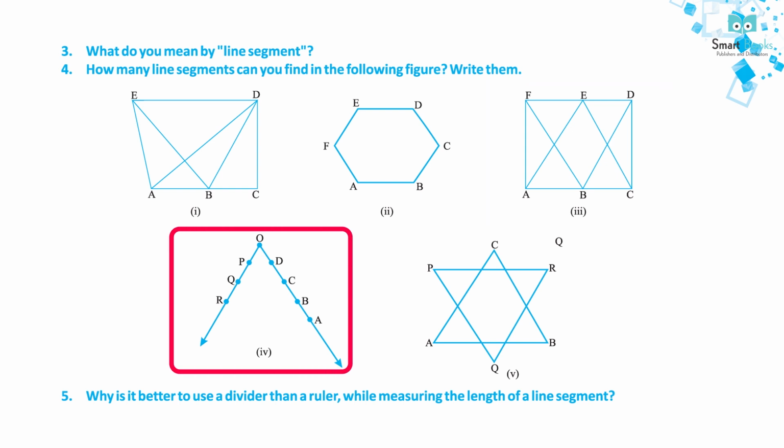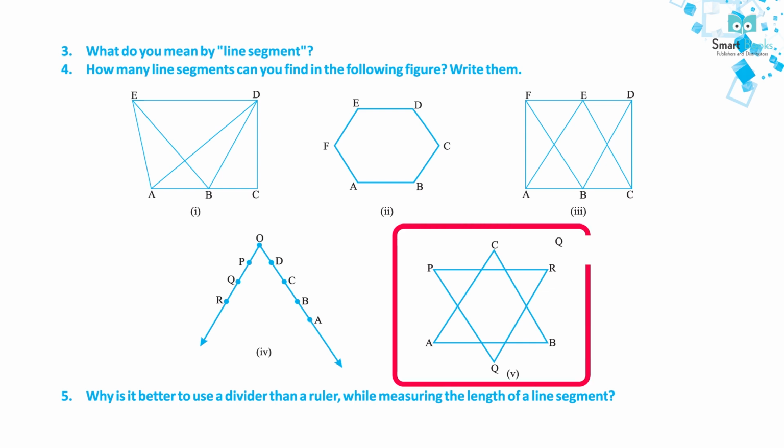Fourth, OP, OQ, OR, PR, PQ, QR, OD, OC, OB, OA, DC, DB, DA, CB, CA, BA. Fifth, AB, AC, BC, PQ, PR, QR.